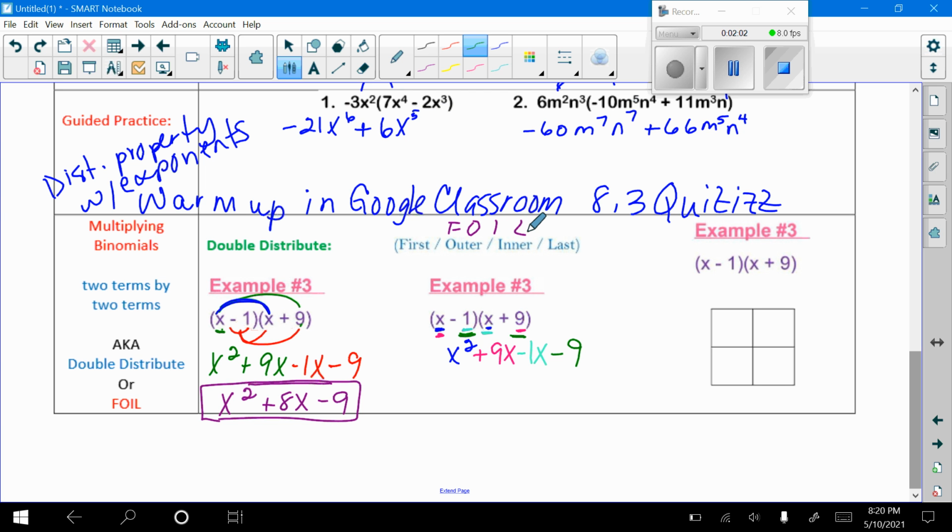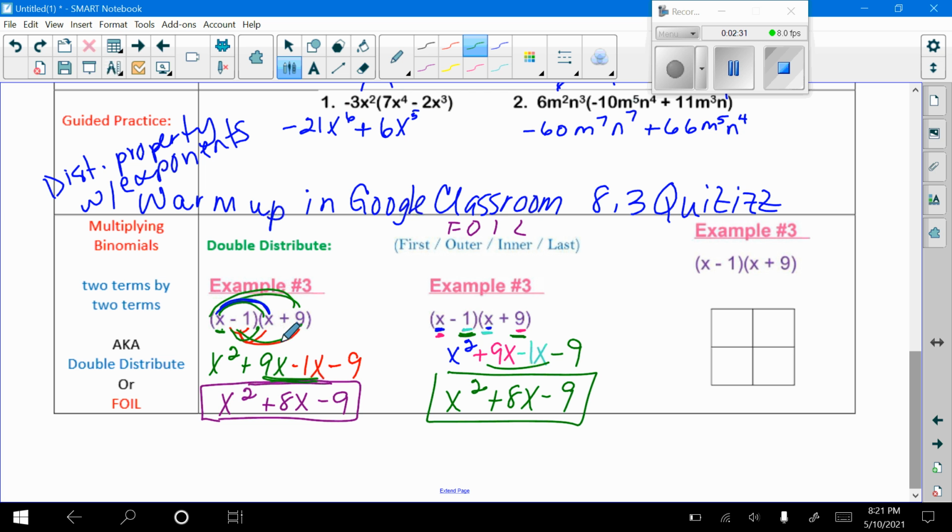First, outer, inner, last is just a way to help us remember. However, it is double distributed. It is the same thing, because then I end up with right where I was over here, and I end up with x squared plus 8x minus 9. Same answer, just another way to think about it. So you can either do the first, outers, inners, last, double distributive.